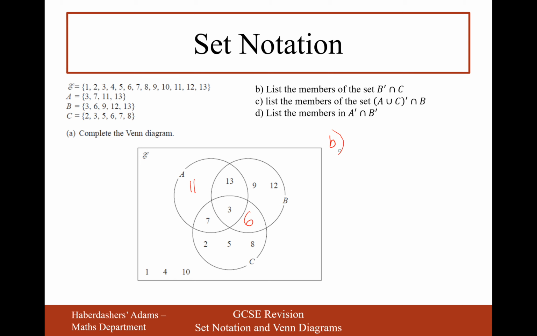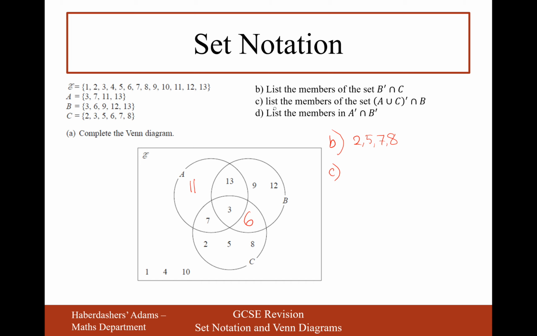Okay, now to move on to the questions, list the members of not B and C. So that's anything that's not in B, and it must be in C. So that's going to be 2, 5, 7, and 8. These elements are not in B, and they are in C.